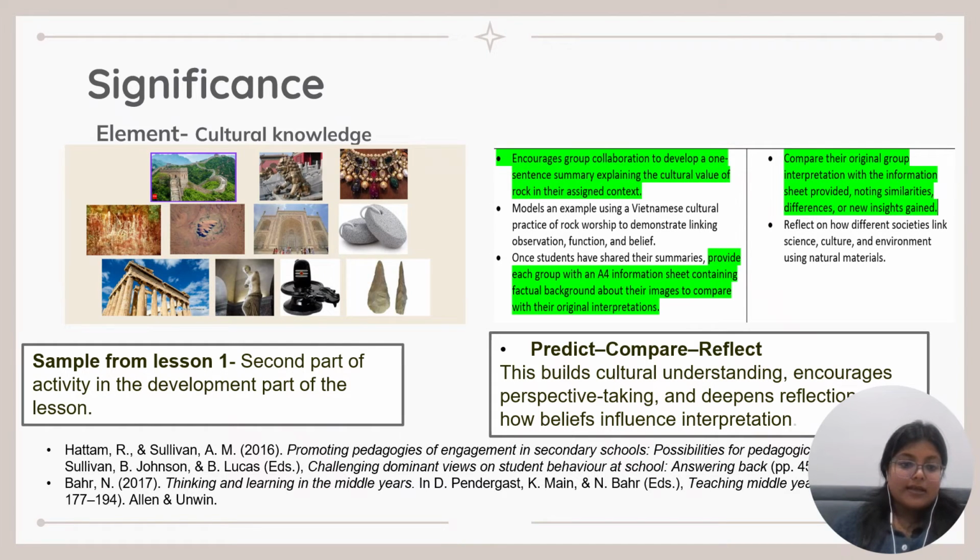Hutton and Sullivan in 2016 explained that culturally responsive teaching empowers students to view the world through multiple lenses and to recognize their own place within it. Also, Baher 2017 explains that adolescents are most engaged when they explore identity and meaning through reflection. So, by predicting, comparing, and reflecting, students develop empathy, curiosity, and appreciation of diversity. Together, these strategies turn a science lesson into a more culturally connected and significant learning experience.